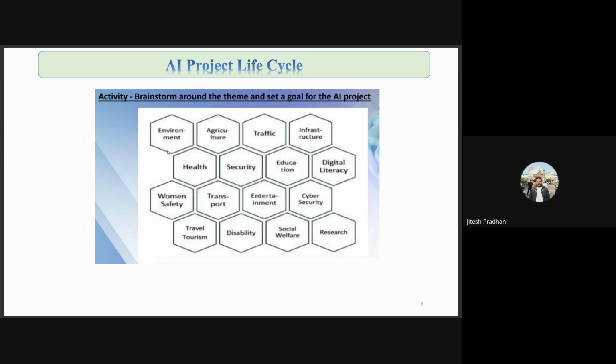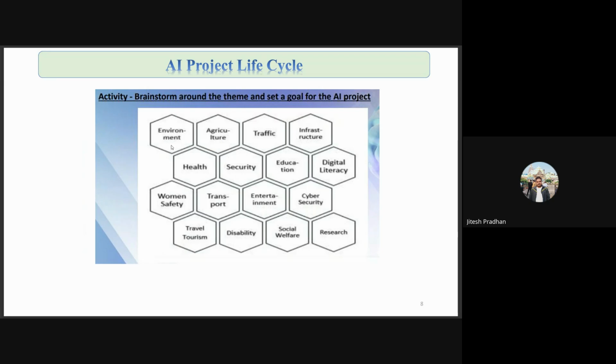Now, a problem can be identified by choosing the environment first. So you need to identify the scope, or what we call the theme. First you need to identify the theme. There are so many themes. For example, environment is a theme. Agriculture is another theme.